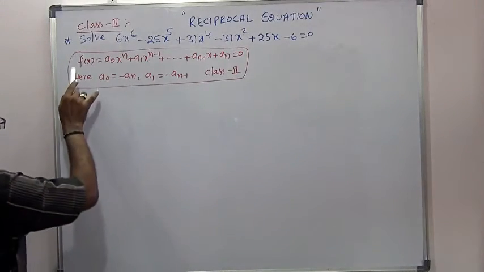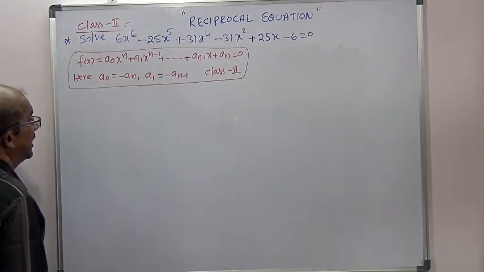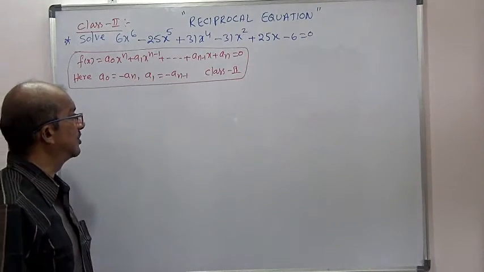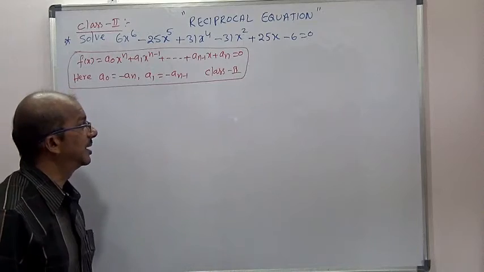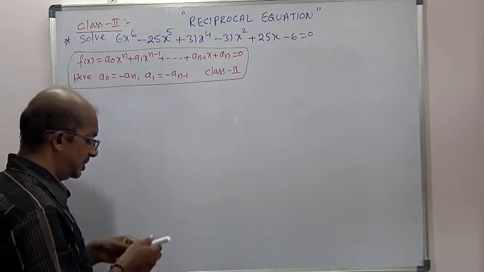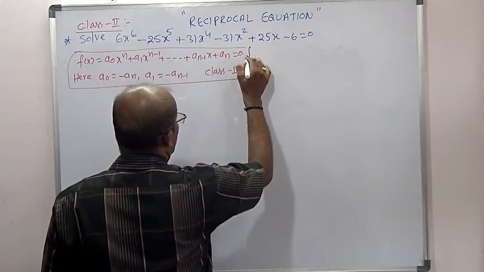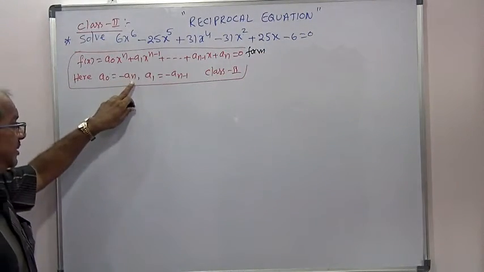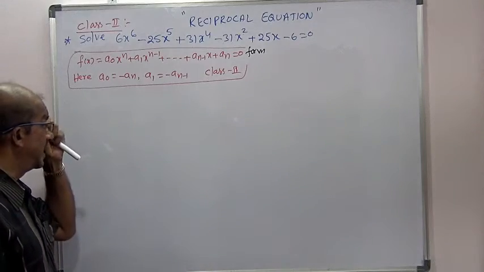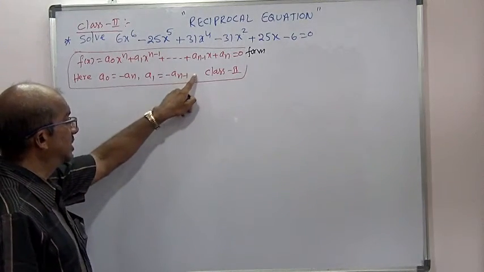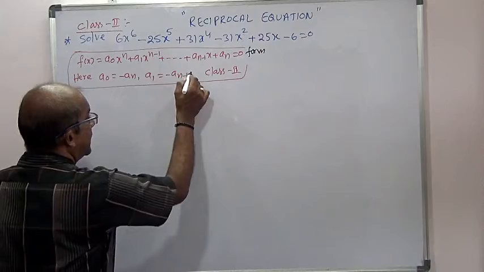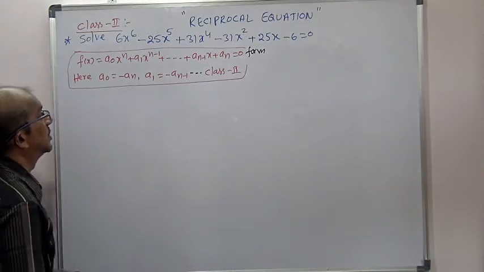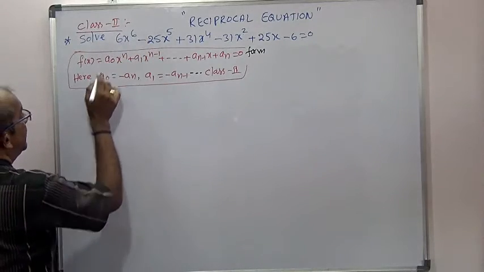So here f(x) = a0 x^n + a1 x^(n-1) and so on, a(n-1) x + an = 0. In this form, a0 = -an, a1 = -a(n-1), and a2 = -a(n-2) and so on, in a class 2 reciprocal equation. So the degree is even degree.